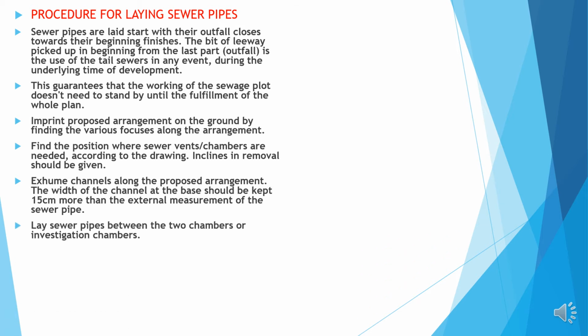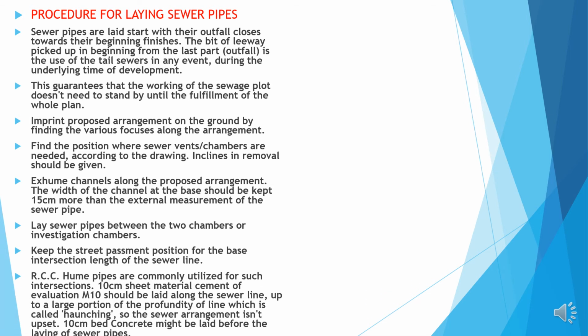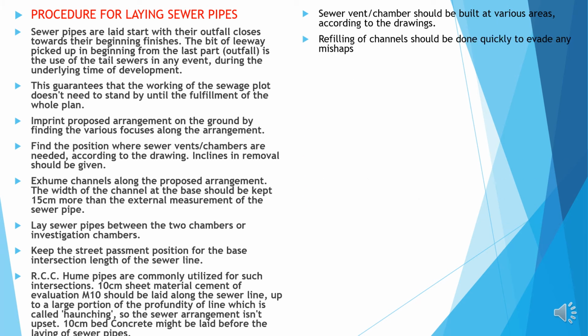Lay sewer pipes between the two chambers or the inspection chambers. Keep the road pavement position for the base crossing length of the sewer line. RCC hume pipes are commonly utilized for such a crossing. 10 centimeter bed concrete of M10 should be laid along the sewer line. Sewer vent chambers should be built at various locations according to the drawings. Refilling of trenches should be done quickly to avoid any mishaps.